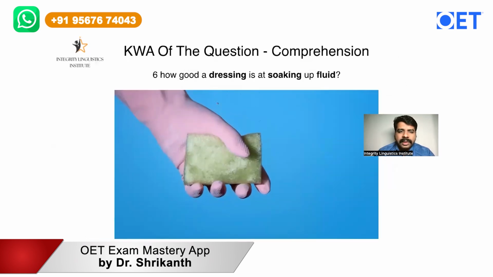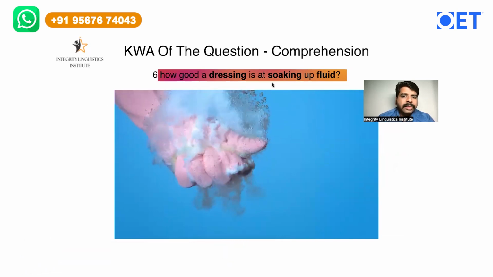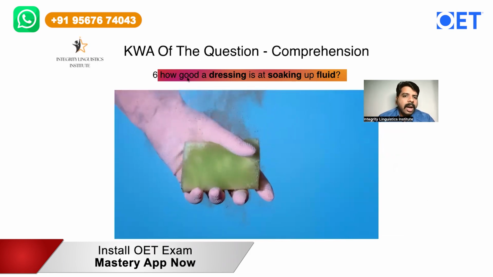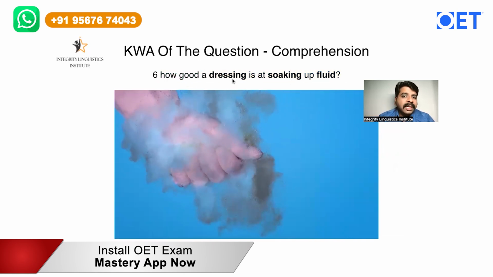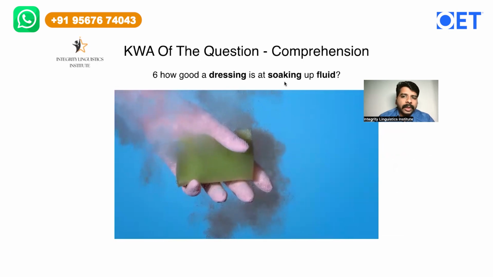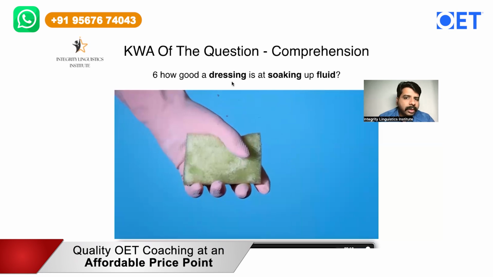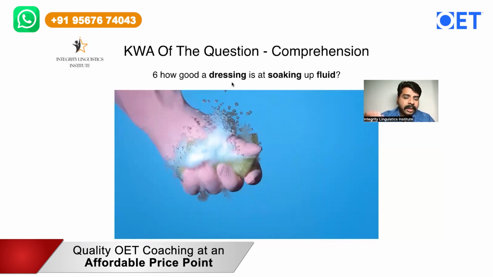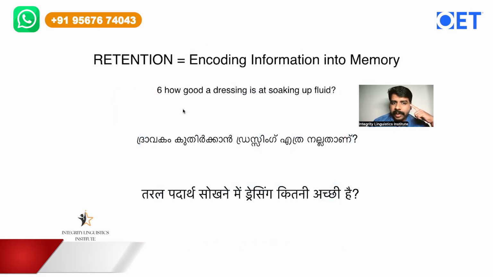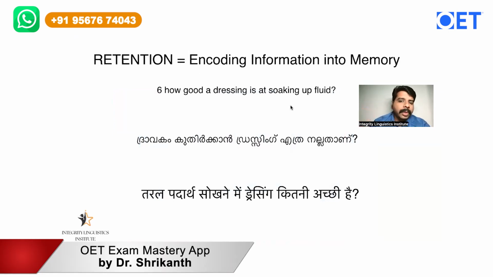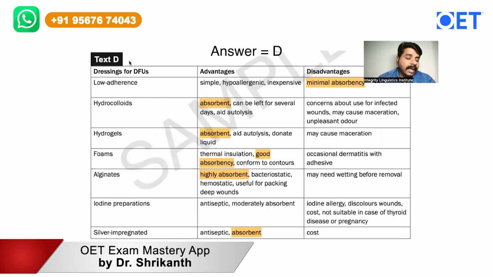Now, the sixth question. Let's comprehend the sixth question. How good a dressing is at soaking up fluid? That means how much capacity does a dressing have to soak up fluid? Soaking means what? To absorb. Like a sponge, how good does a dressing have the ability to absorb fluids? So understand that and retain that into your memory. How good a dressing is at absorbing or soaking up fluid. So the answer is D.